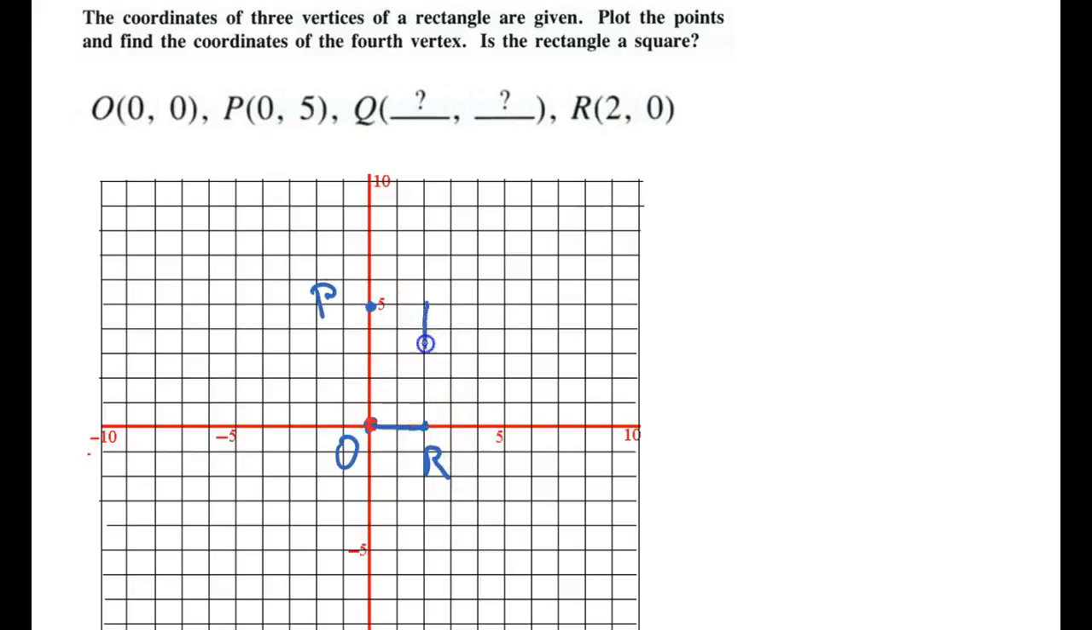Okay. So to make a rectangle, I'm going to have to go straight up from R and straight across to P. And that puts point Q at 2, 5. Is it a square? No, because these sides are 5 and that side's 2. So it is not a square. All right.